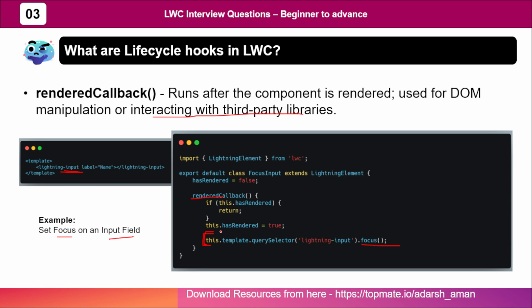You cannot use this in the connected callback, because at that time the page is not rendered, the HTML is not rendered. So you have to write it in the rendered callback, because this is called whenever the HTML gets rendered on the page, so now only you are able to select this input tag, right? Whenever you are selecting any HTML tag, you need to write it in the rendered callback. So yeah, this is the use case of rendered callback.